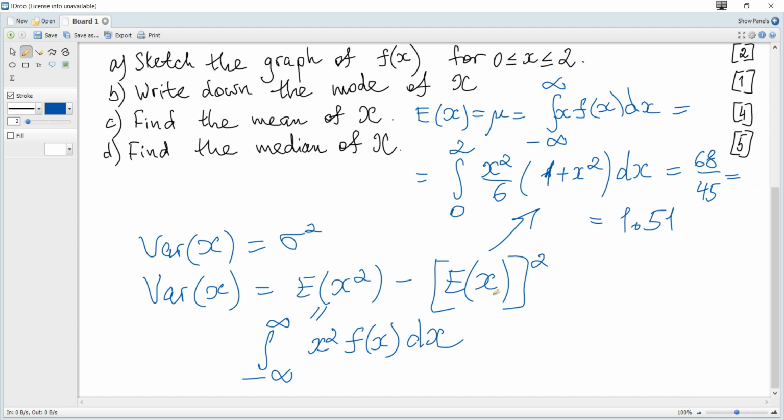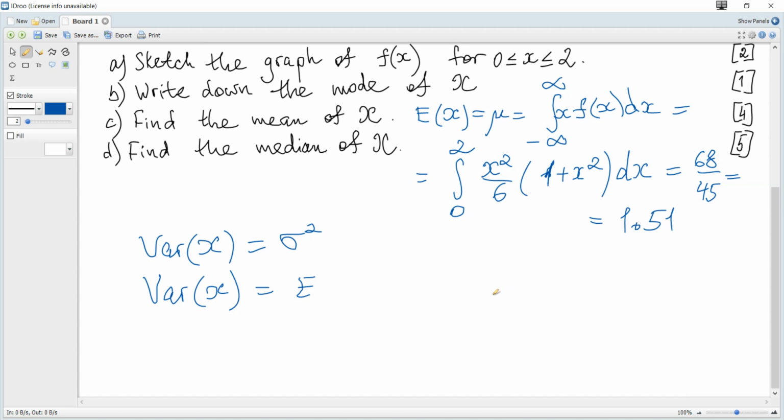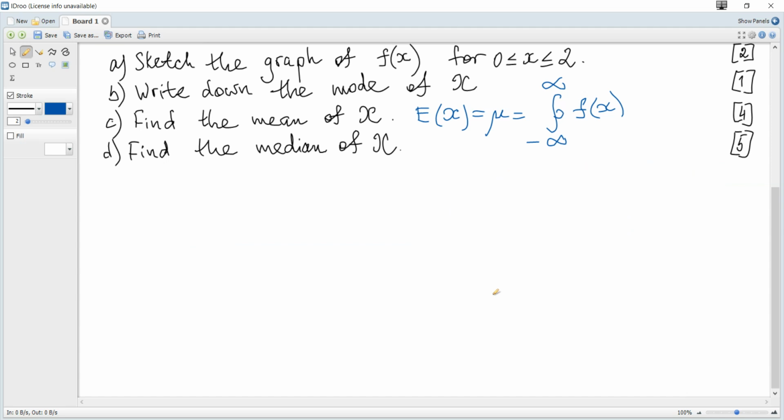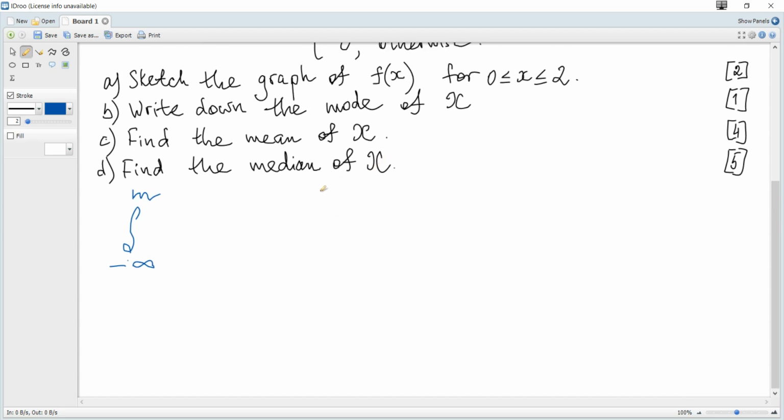And next, how to find the median. We know that the median is such a value of x so that 50% of the data don't exceed this value, and for a continuous distribution it becomes the integral from negative infinity to m, where m is the required x value, which is the median, of f(x) dx, equal to 0.5.